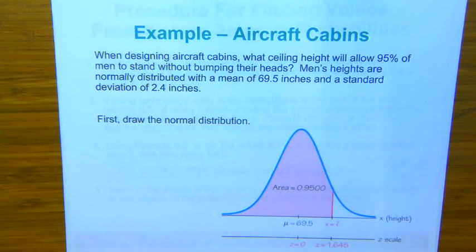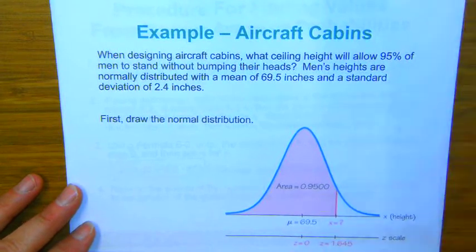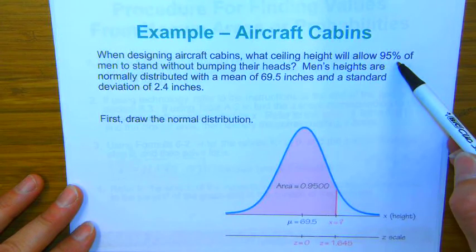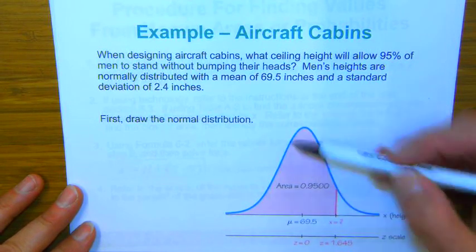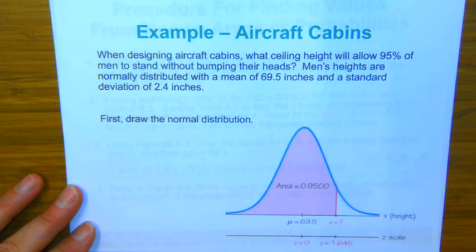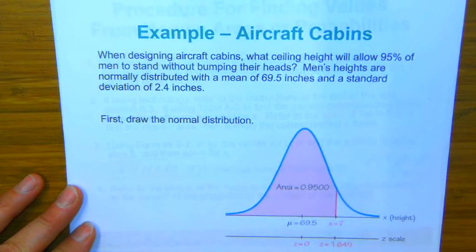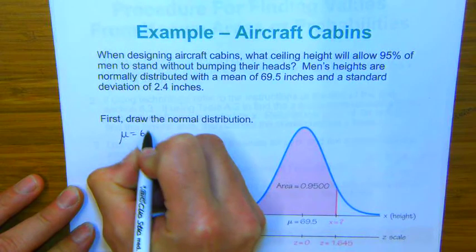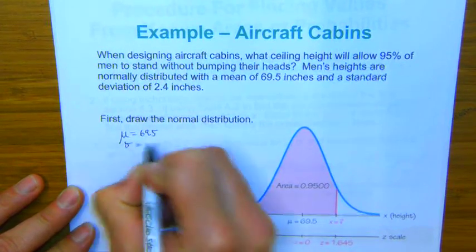When designing aircraft cabins, what ceiling height will allow 95% of men to stand without bumping their heads? Men's heights are normally distributed with a mean of 69.5 inches and a standard deviation of 2.4 inches. First, draw the normal distribution. So over here we have our normal curve. We want 95% of the men to be able to stand, so we're shading in the area of 0.95. We know our mean of 69.5, and we know our sigma of 2.4. So we have mu is equal to 69.5, sigma is equal to 2.4.